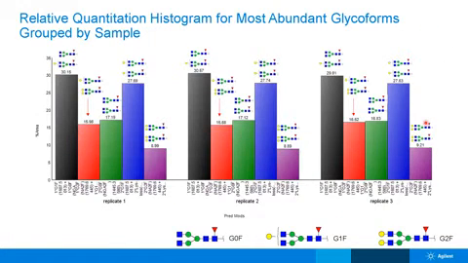We can also group the relative quantitation histograms by sample. So now, each replicate is a different grouping: replicate 1, replicate 2, replicate 3. And each color represents a different glycoform composition on this map.